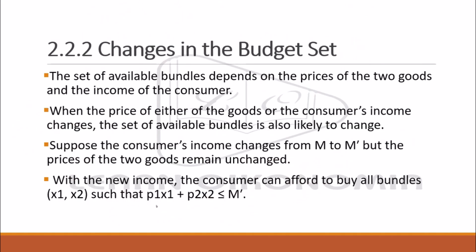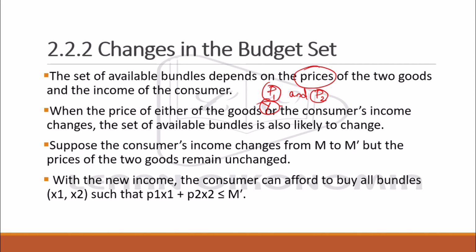Now, having said that, we are moving on to the changes in the budget set. Here we have to consider the different bundles that a consumer is able to purchase. As I have told you, this depends upon the prices of the two commodities, P1 and P2, and also upon the income of the consumer. Whenever there is a change in any of these, it will influence the purchase. When the price of either commodity changes, or there is a change in income level, the available bundle will also change.